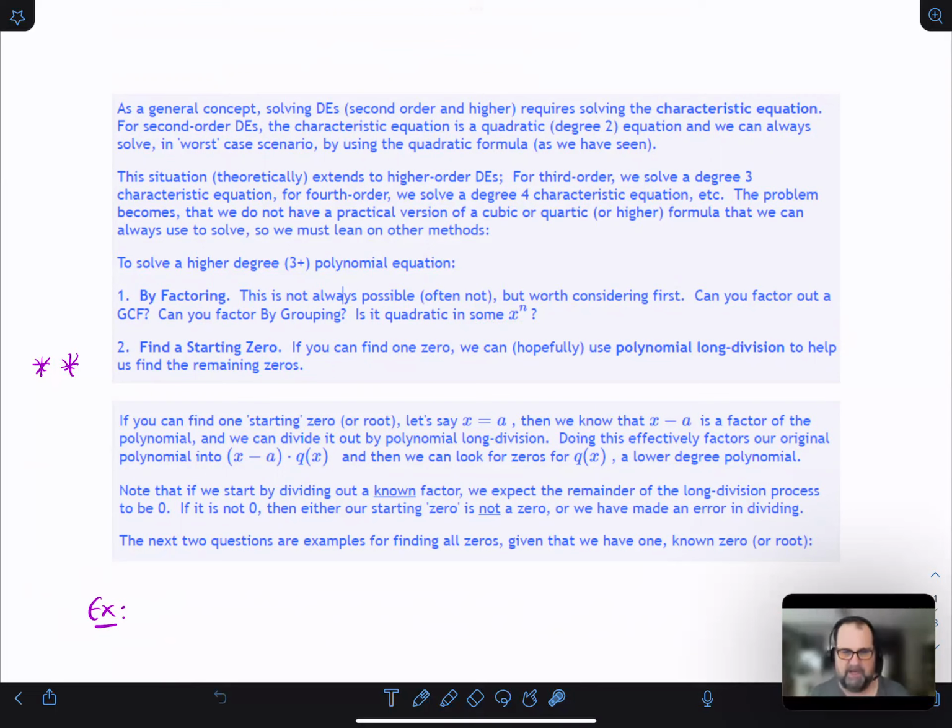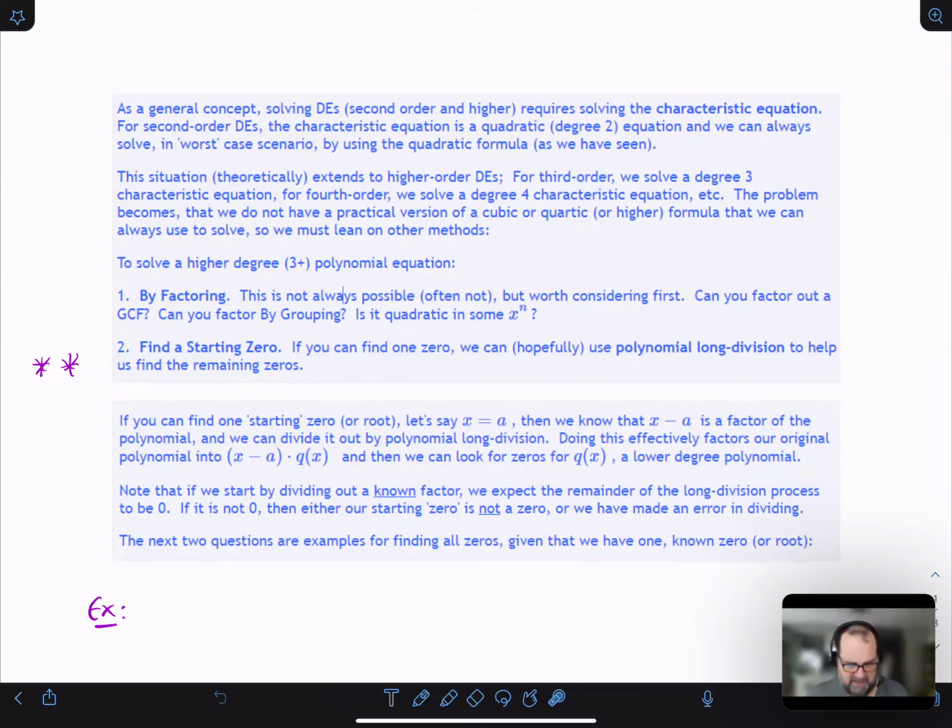So if you recognize it as such, you can solve it by quadratic methods, solve for x squared by quadratic methods. So again, factoring we should be aware of. We should be able to factor, so we will see that a little bit, but also I'll leave that for you. The other option here is finding a starting zero.